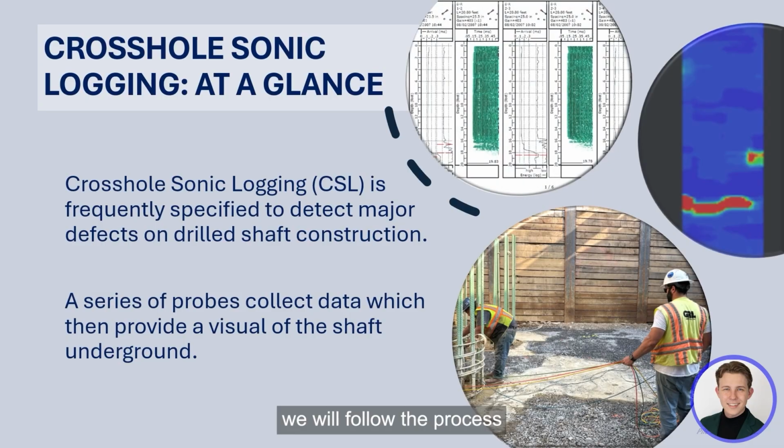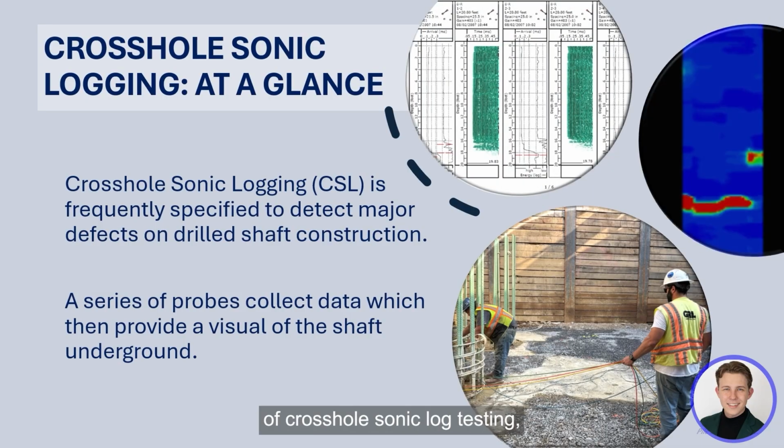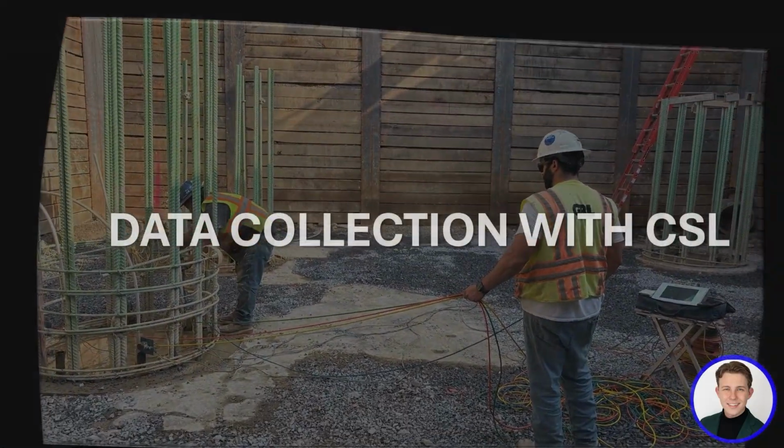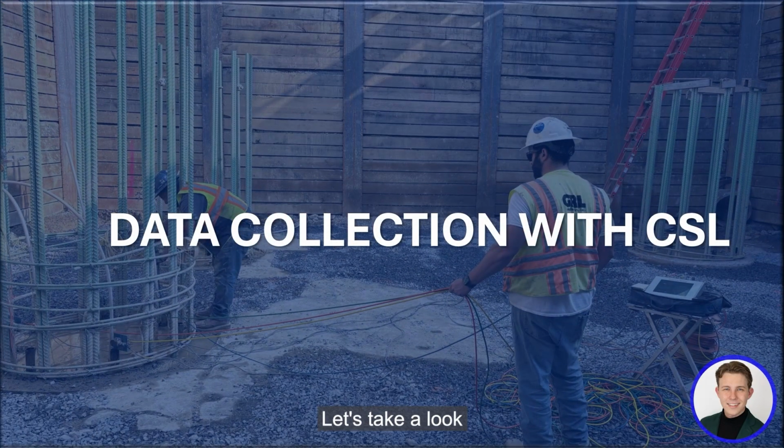At a glance, we will follow the process of Crosshole sonic log testing, which begins by inserting ground testing probes into pre-installed access tubes. This in turn creates a map of the shaft profiles, which will allow further analysis and report building. Finally, we are able to visualize the location and severity of these anomalies by using the tomography tool. Let's take a look at the first step of the process: data collection.